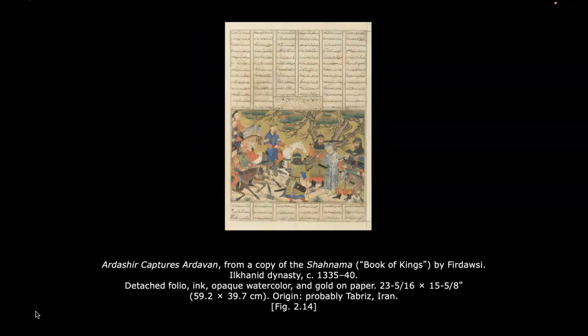Now we're in the Ilkhanids. Ardashir captures Ardavan from the Shahnameh. This is the Book of Kings by Ferdowsi. Ardashir is one of the first Sasanian Persian kings. He is in the blue robe riding a white horse. He has vanquished Ardavan, who is the king of the Parthians. They were the arch enemies. The executioner was riding behind him.